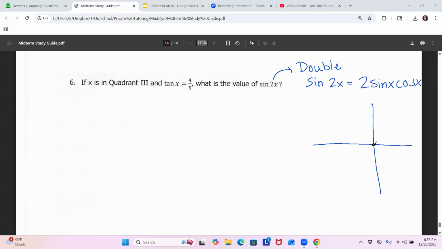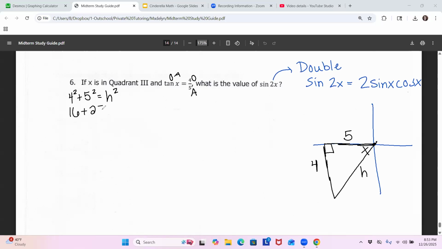So let's draw our triangle in quadrant 3. We'll go left, we'll go down. Here's our x. And we know tan is TOA, opposite over adjacent. So opposite from x is 4, and our adjacent's 5. And we need to go ahead and get the hypotenuse. So Pythagorean theorem: 4 squared plus 5 squared equals hypotenuse squared. And so that would be 16 plus 25 equals hypotenuse squared.